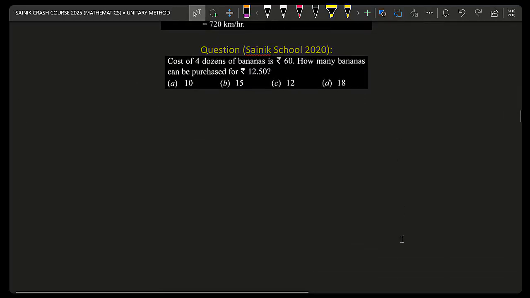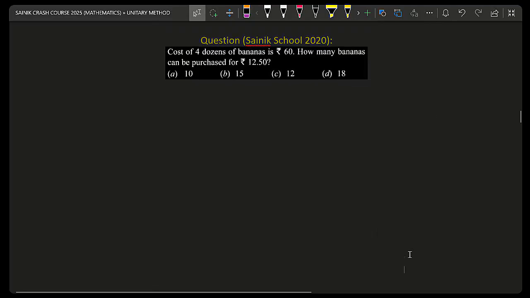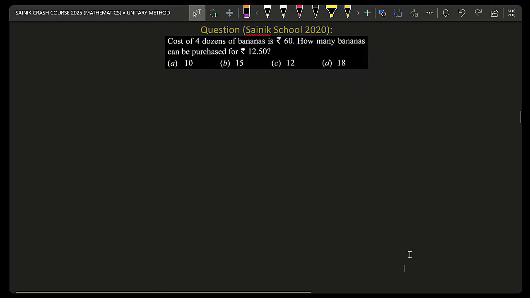This is the next question, came in 2020 exam. Cost of 4 dozens of bananas is 60 rupees. How many bananas can be purchased for 12 rupees 50 paise? Who will answer this? Manaswini, can you answer this?